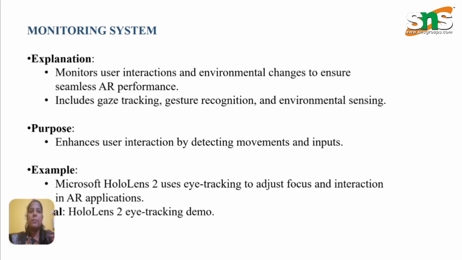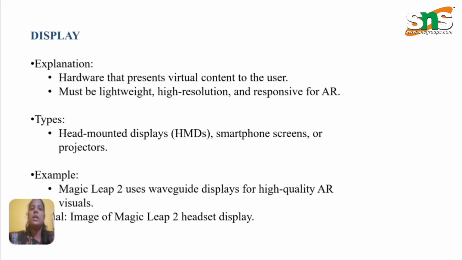A good example is the Microsoft HoloLens 2, which uses eye tracking to adjust focus and respond to where the user is looking. So if you turn your head or look at a different object, the AR system instantly updates to maintain accuracy and realism. So the monitoring system ensures that the user interaction feels natural, smooth, and intuitive, just like dealing with real world objects.